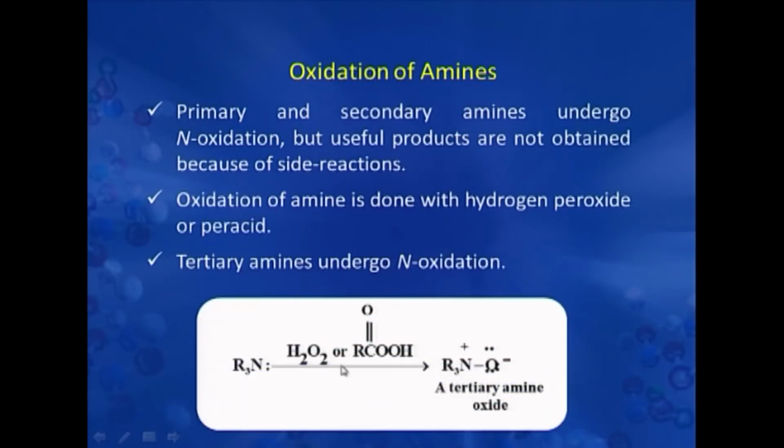We will now discuss oxidation of amines. Primary and secondary amines undergo oxidation, but useful products are not obtained because of side reactions. The oxidation of amines is done with hydrogen peroxide or with peracid. Tertiary amines undergo oxidation. This is a tertiary amine. This reacts either with hydrogen peroxide or with peracid and forms an N-oxide, a tertiary amine oxide.